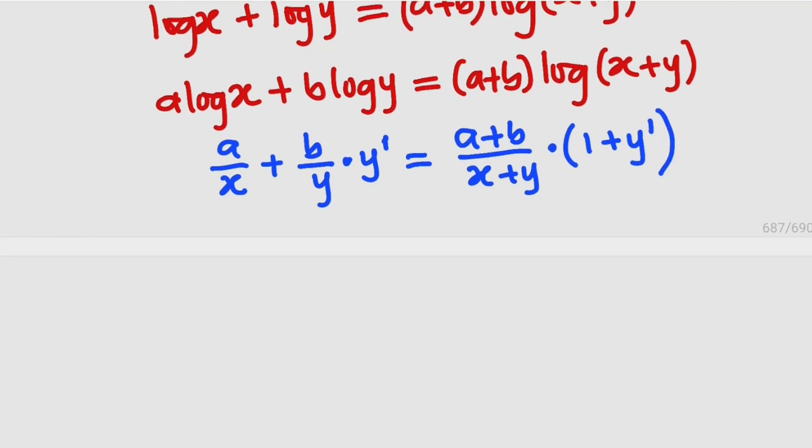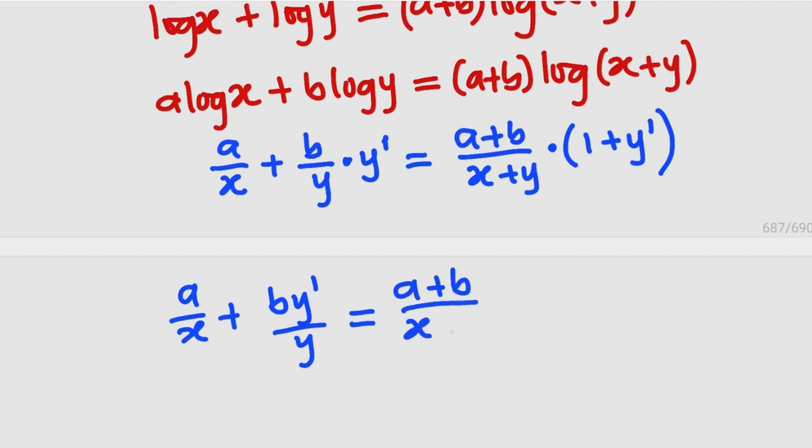So let us expand the right hand side. We have a divided by x plus, I can write this as b y prime divided by y. This is equal to, you take this, you multiply by 1, it will not change. We have a plus b divided by x plus y. Then you add, you take the same a plus b divided by x plus y, you multiply by y prime. That will give us y prime multiplied by a plus b divided by x plus y.